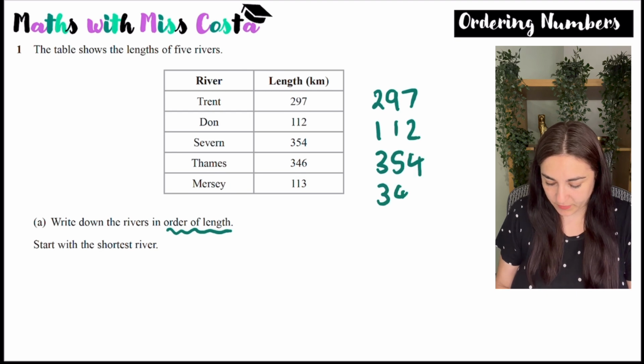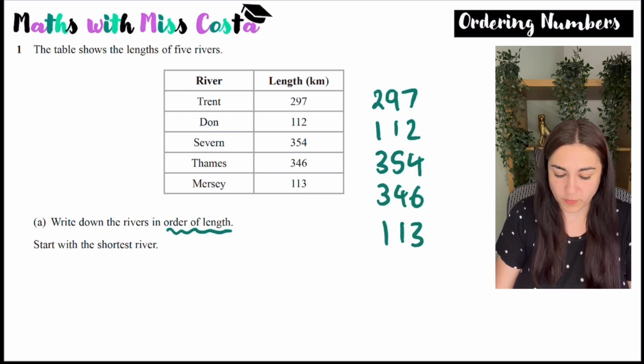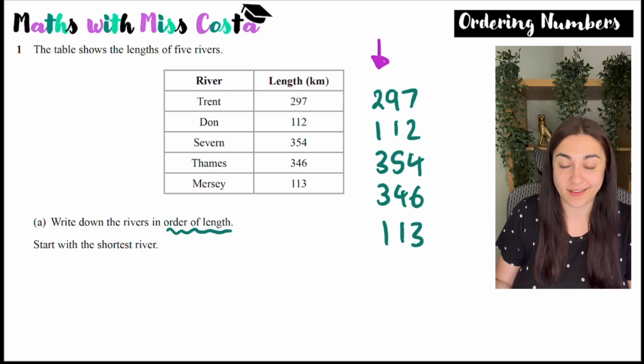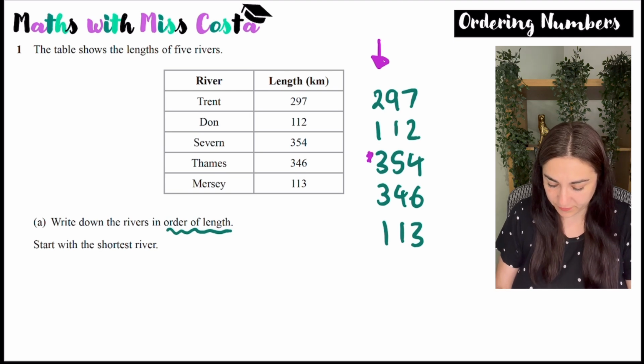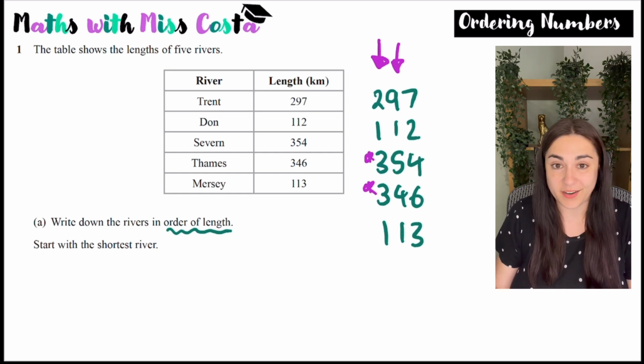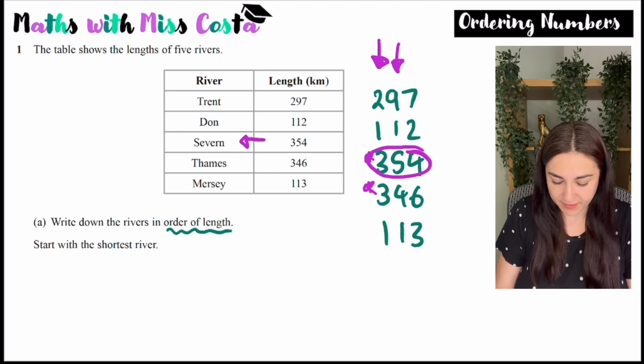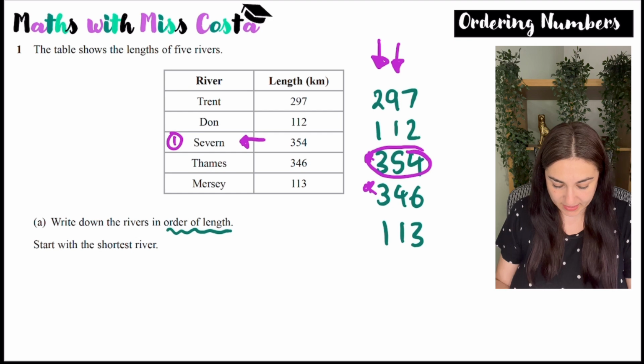So when I'm comparing length, I'm always looking for the highest place value first. So that would be the hundreds column. So I'm looking for the highest hundred. So that would be 354 or 346. They both have 300. Then, because they both have 300, I look in the tens value. So 5 is higher than 4. So 354 is the River Severn. That would be the longest river.